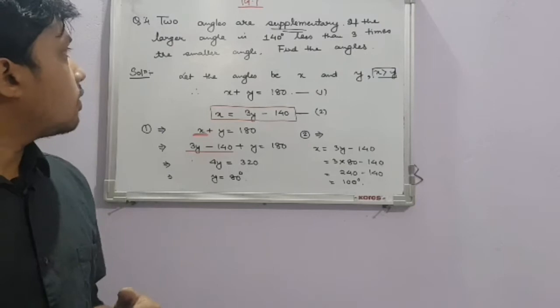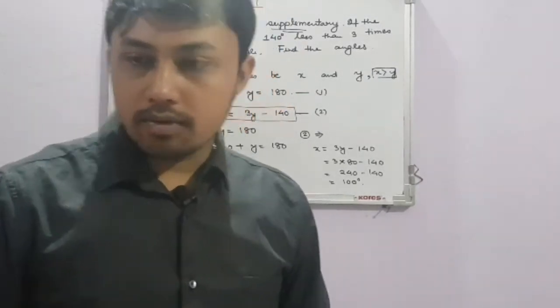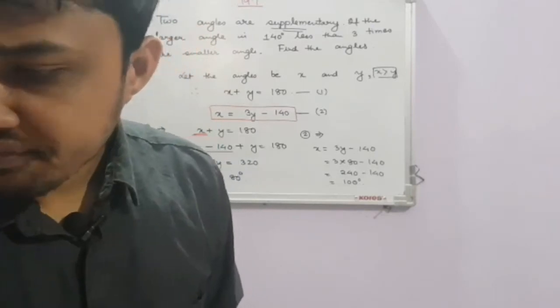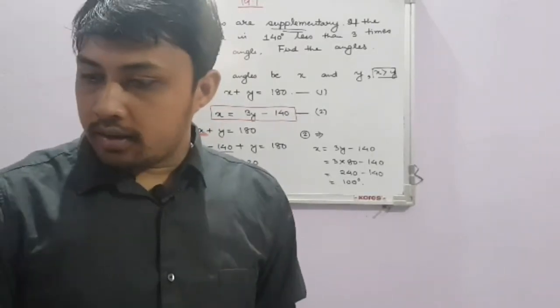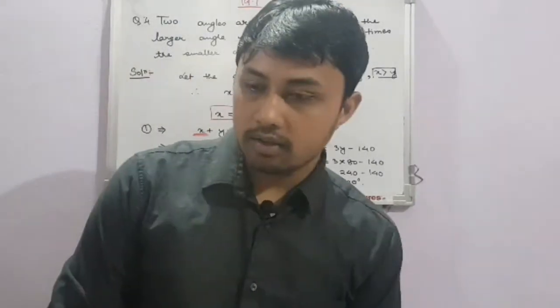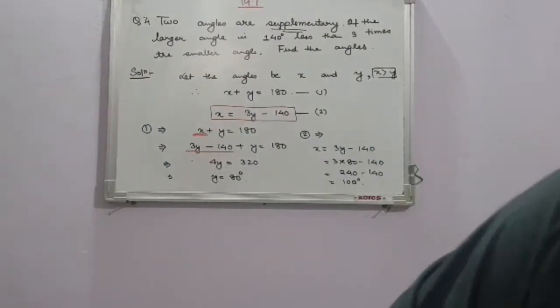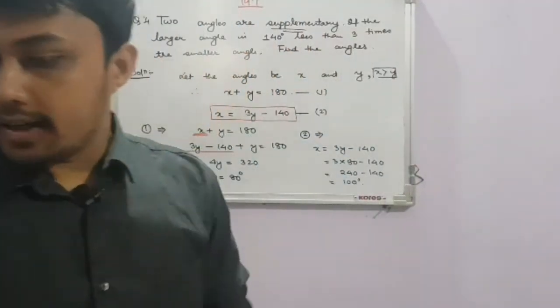Now let's move on to the next question. That is question number 5, right? So question number 5 is nothing but one diagram. Look at the figure carefully. There's a straight line AB, isn't it? Okay. So there's a straight line AB.